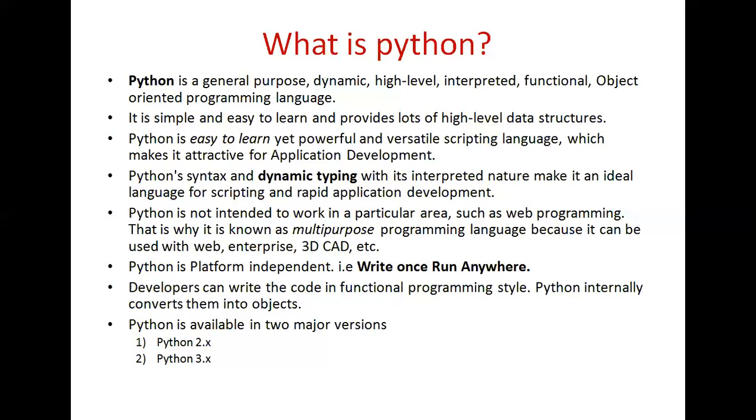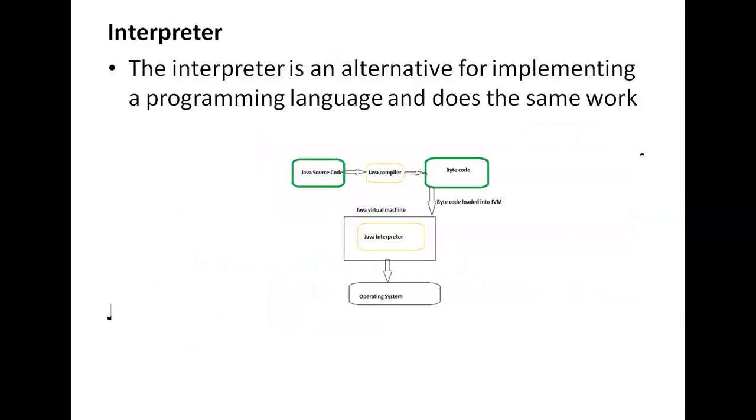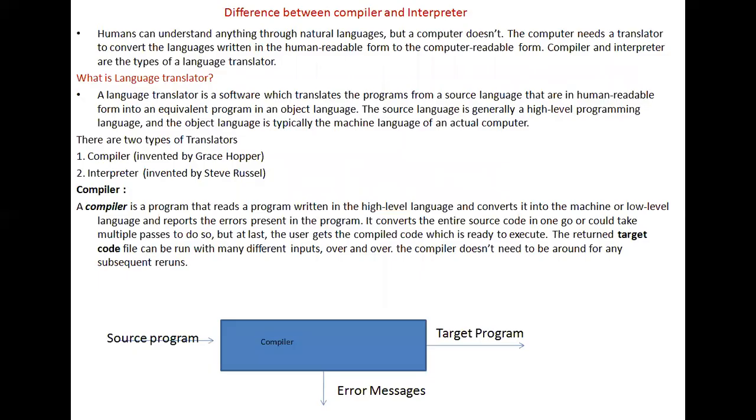When you execute a Python program, I'll give you a brief introduction of the interpreter. We have two things, compiler and interpreter, to execute a program. For example, I write a Python program.